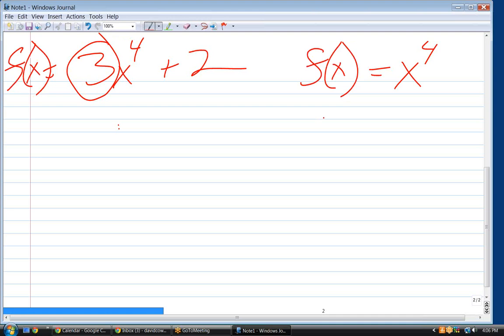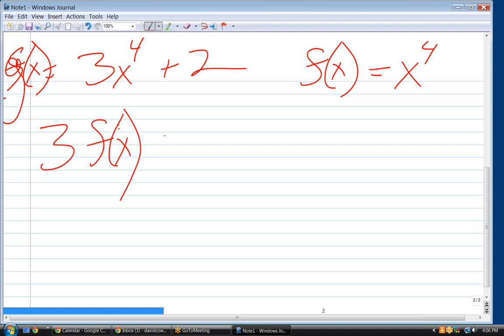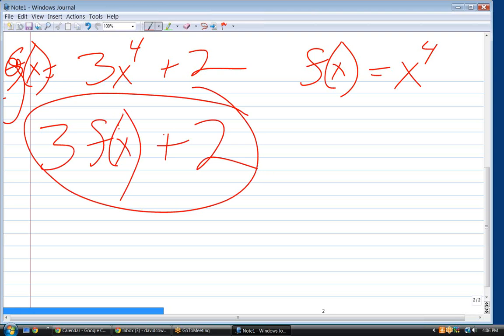Because I can look at this and see that g of x is 3 times f of x plus 2, right? Well, if you have a multiplier of your function and it's greater than 1, it's a stretch. If it's between 0 and 1, it is a shrink.